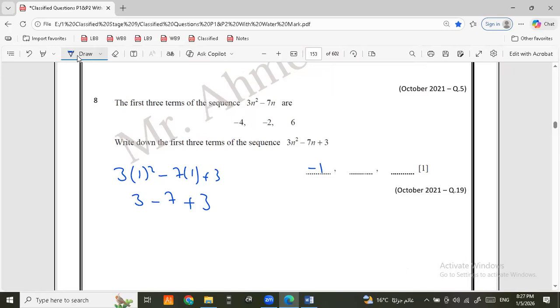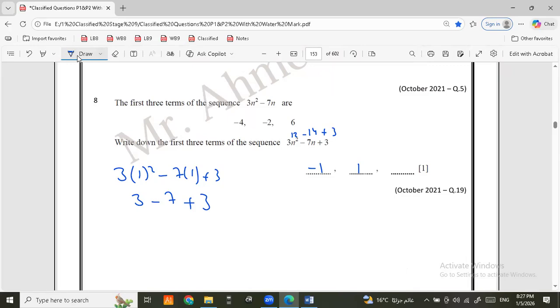Now for 2, the second term. So 3 times 2 squared, which is 3 times 4, is 12. 12 minus 14, 7 times 2 is 14. Then plus 3. Then you're going to find that 12 minus 14 is negative 2. Negative 2 plus 3 is going to give you 1.